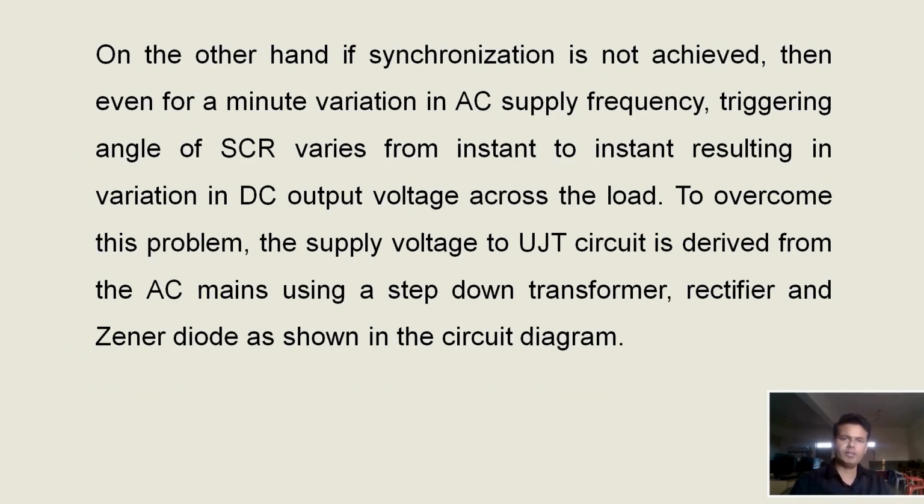On the other hand, if synchronization is not achieved, then even for mild variations in the AC supply frequency, the triggering angle of the SCR varies from instant to instant, resulting in variations of the DC output voltage across the load. To overcome this problem, the supply voltage to the UJT circuit is derived from the AC supply, using a step-down transformer, rectifiers and Zener diodes, as shown in the circuit diagram.